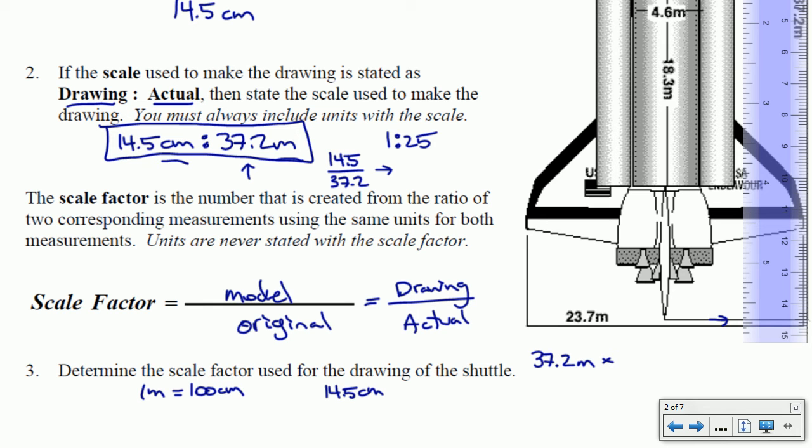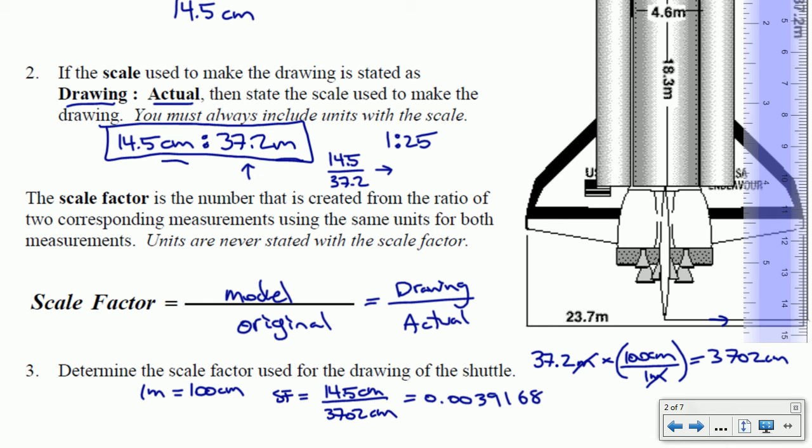So 37.2 meters times 100 centimeters per 1 meter, and we get 3,702 centimeters for the length of the space shuttle. So in order to determine the scale factor, we do 14.5 centimeters divided by 3,702 centimeters, and we get a number of 0.0039168017. And that would be a unitless number because centimeters cancels with centimeters. If you want to adapt that number to your own measurement, you'll just change 14.5 into whatever number you measured for centimeters and divide that number by 3,702.